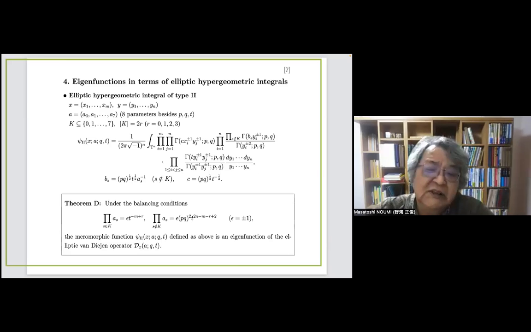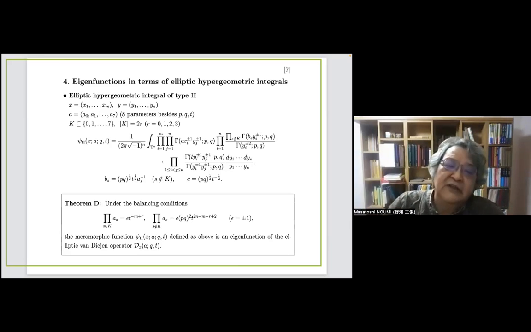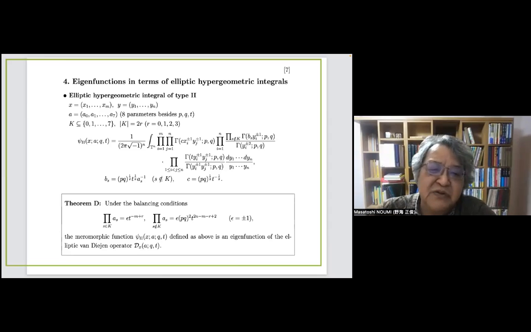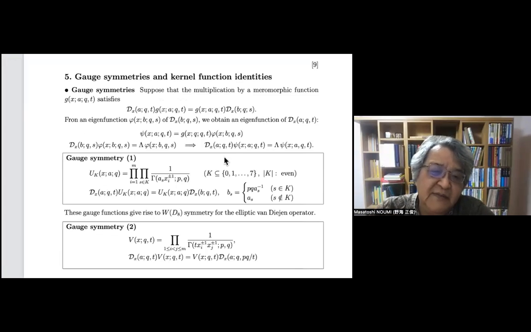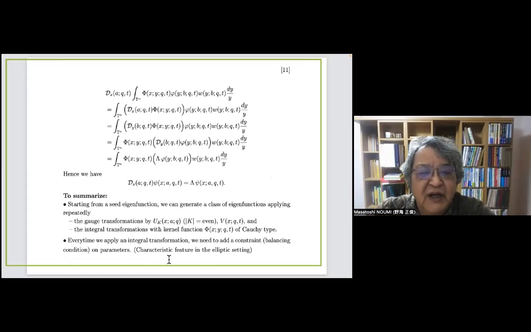type integral. But as I mentioned, every time you apply the kernel function identity, or when you assume the ellipticity condition so that the constant function should be an eigenfunction, every time you need some constraints. So that is very typical. Every time you apply integral transformation, you need to add a constraint, called a balancing condition on parameters. So this is a characteristic feature in this construction of eigenfunctions.